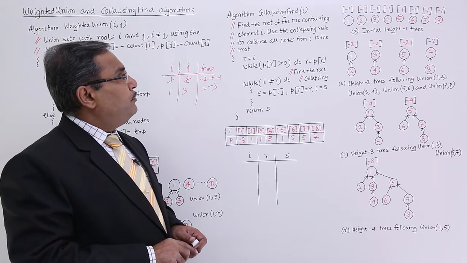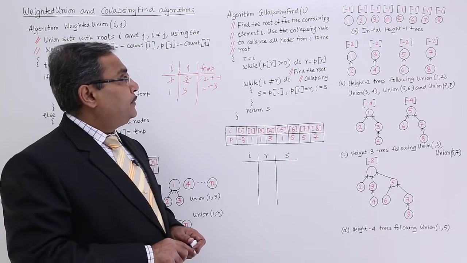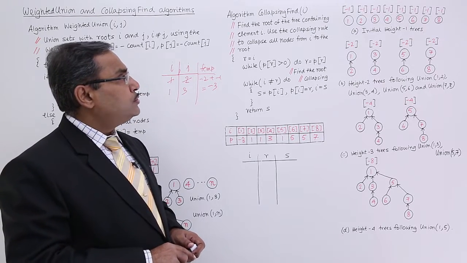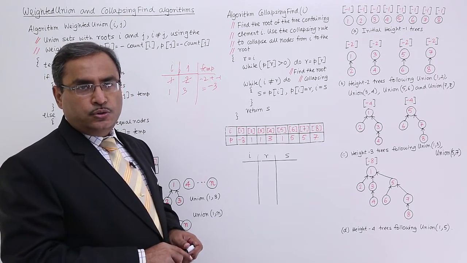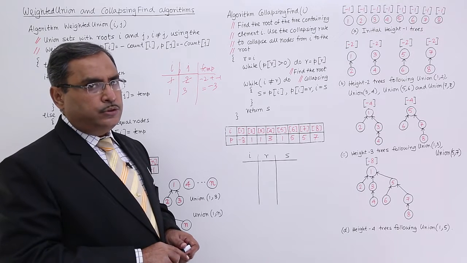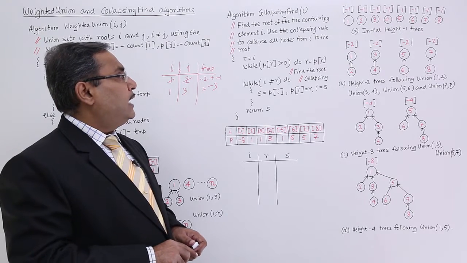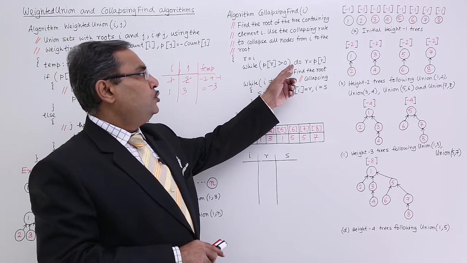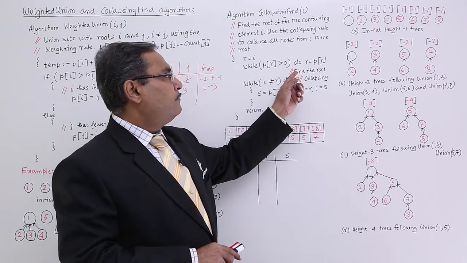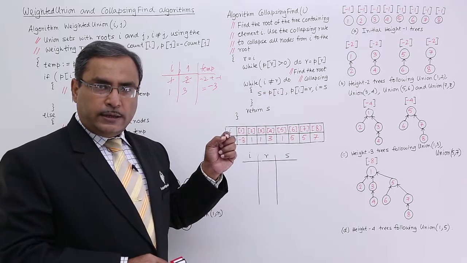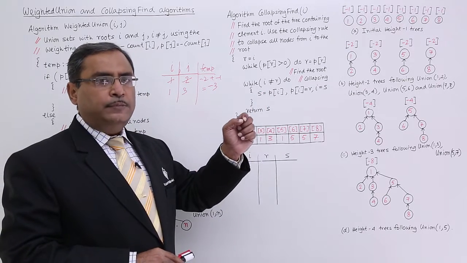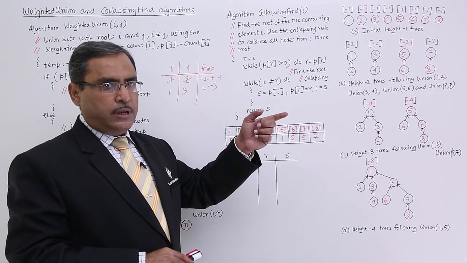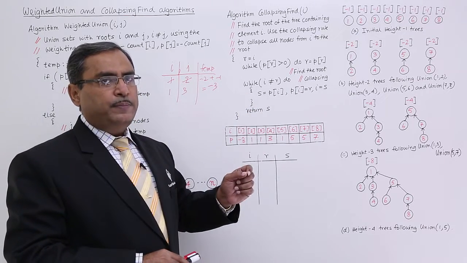Find the root of the tree containing element I. Use the collapsing rule to collapse all nodes from I to the root. If you are not getting it, we shall trace it. R is equal to I; while P[R] is greater than 0, do R is equal to P[R]. This finds the root, because I know that only the root node will have a negative value at its respective position, while for the other nodes the value will be positive.